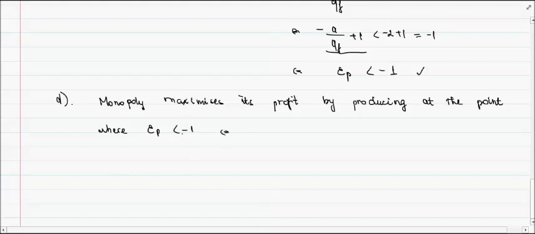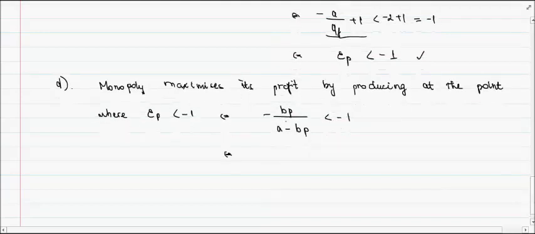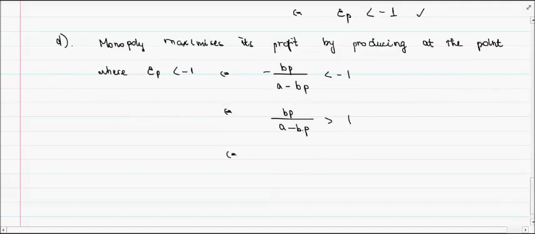Now the elasticity of demand, as we found earlier, is equal to -BP divided by A minus BP, and we want this to be smaller than -1. If we multiply both sides by -1 to get rid of the negative sign, it becomes BP on A minus BP bigger than 1. Then we multiply both sides of this inequality by A minus BP, knowing that A minus BP is assumed to be positive because it is a demand function. Looking back at the demand function, A minus BP is just equal to QF.